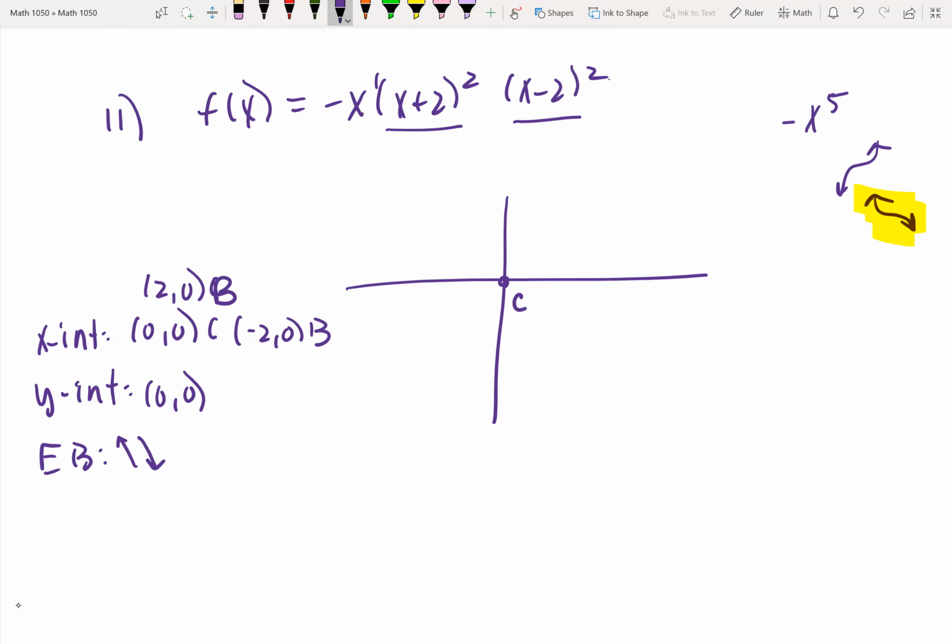So 0, 0 crosses, 2, 0 bounces, -2, 0 bounces, and that's all we've got. And we know the left is up, so it's going to look like this. Left up, hit it, bounce, come up, hit that cross through, hit that bounce, head back down. I was supposed to end up down, so I'm good.